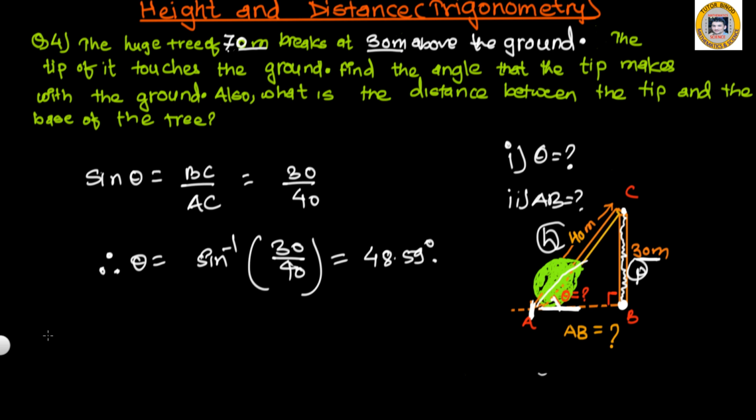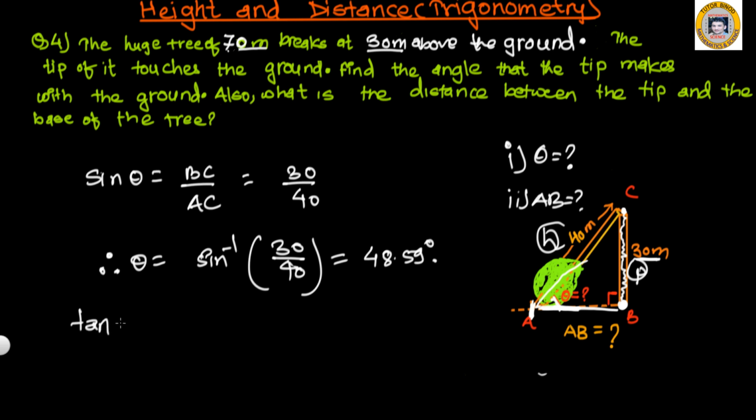For second question, we can either use the Pythagorean theorem or we can use either cosine relationship or tan relationship in order to get AV, because cos theta is base over hypotenuse, whereas tan theta is perpendicular over base. So either one I can use. Let me use tan theta.